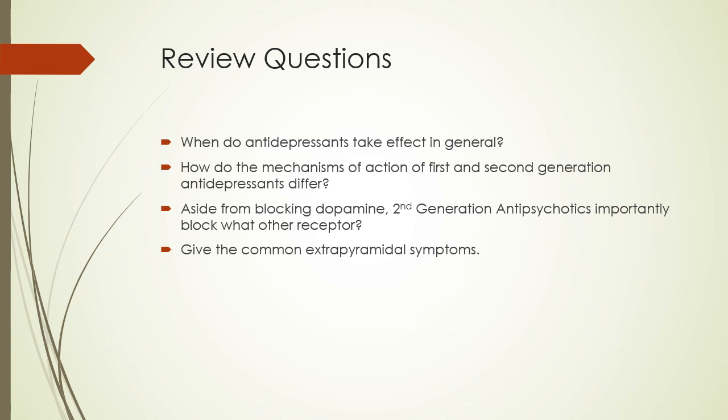Okay. Aside from blocking dopamine 2, second generation antipsychotics importantly block what other receptor? The serotonin receptor. And lastly, give common extrapyramidal symptoms. Number 1 would be dystonia. Number 2, Parkinsonism. Number 3, akathisia. And number 4, tardive dyskinesia. So with that, I hope you have a nice time learning about pharmacotherapy of 3 common psychiatric disorders.